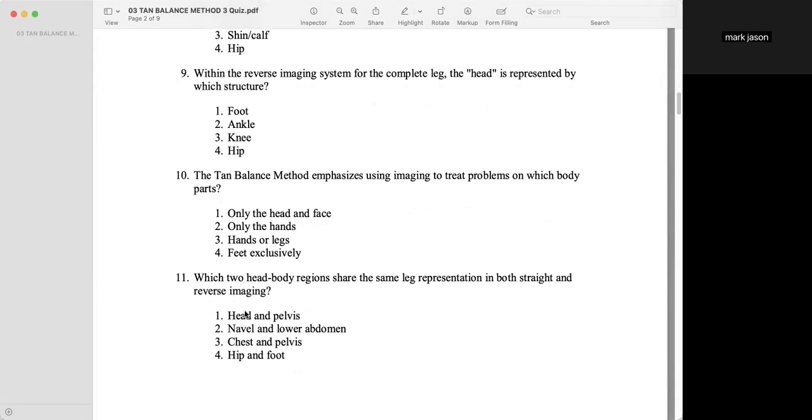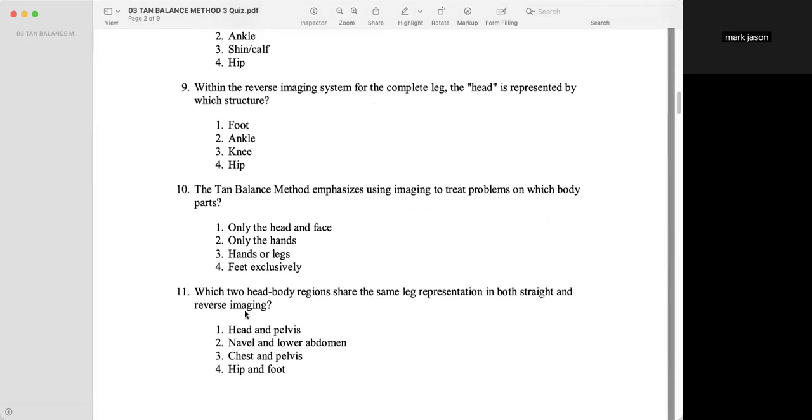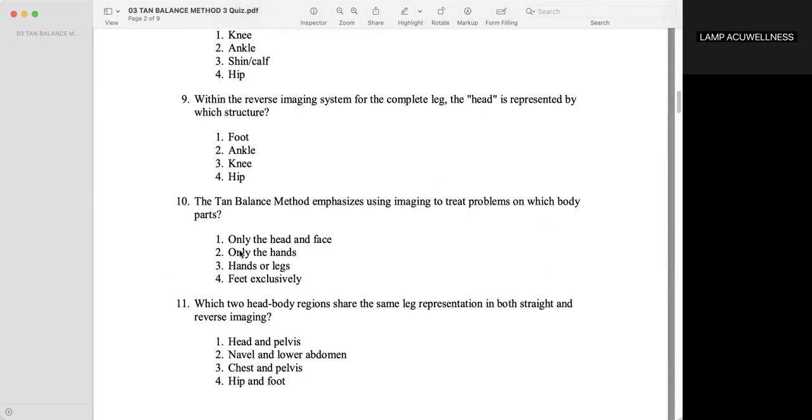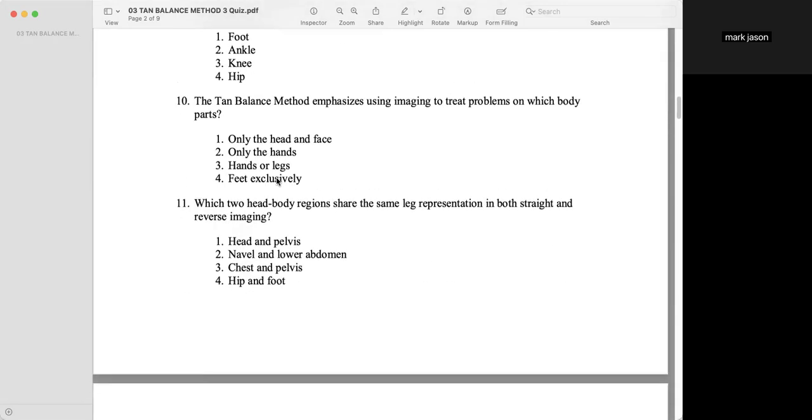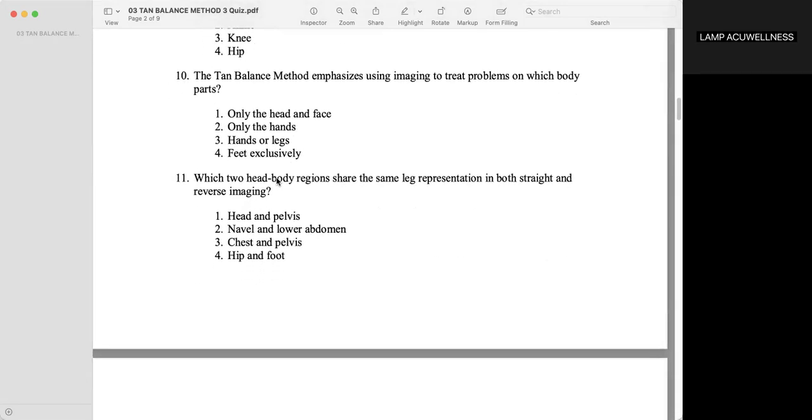Hands or legs. No. Within the reverse imaging, the answer is foot. Sorry. Unbalanced method emphasizes using imaging to treat problems on which body parts? Number 3. Hands or legs.